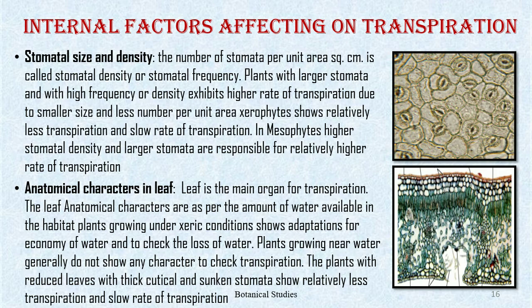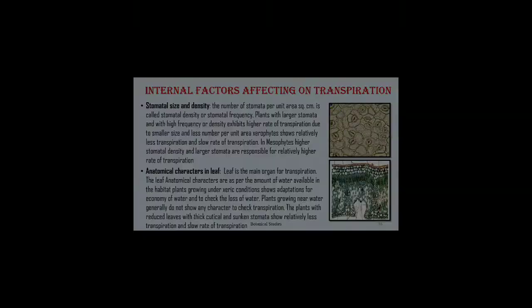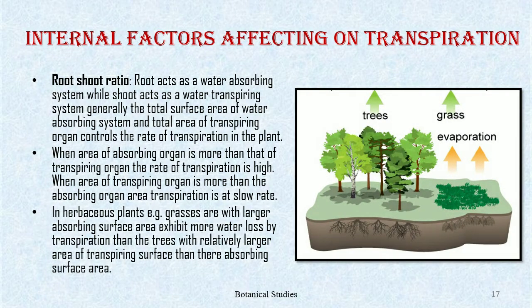Anatomical characters in the leaf. The leaf is the main organ for transpiration. The leaf anatomical characters are as per the amount of water available in the habitat. The plants growing under xeric conditions show adaptation for economy of water and to check the loss of water. Plants growing near water generally do not show any characters to check transpiration. The plants with reduced leaves, thick cuticle and sunken stomata show relatively less transpiration and a slow rate of transpiration.